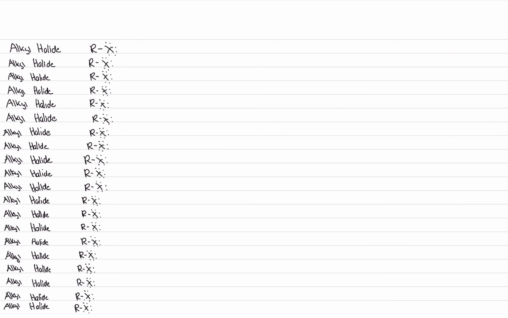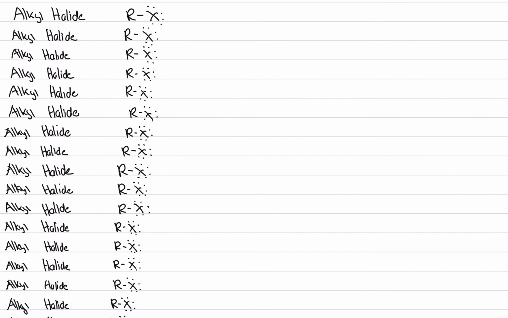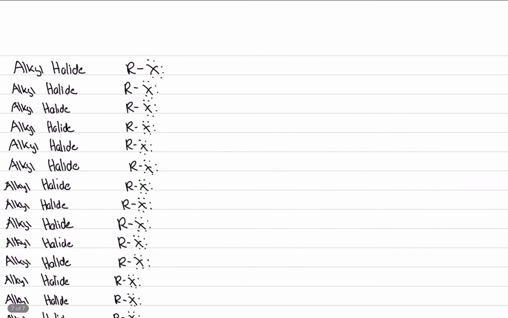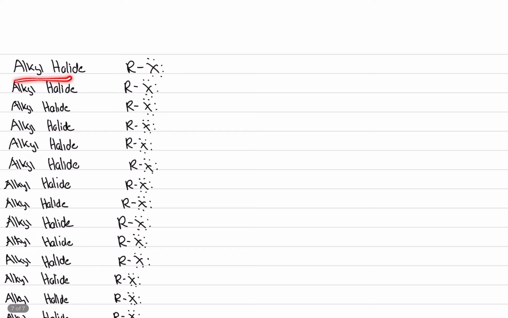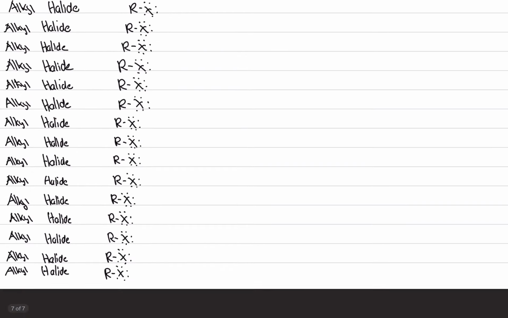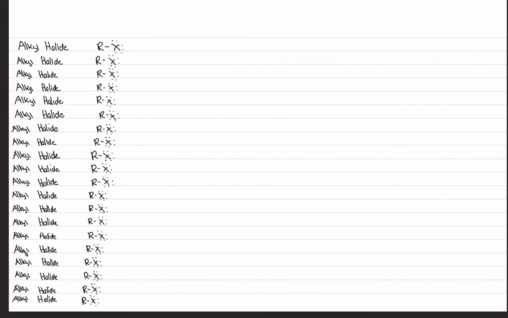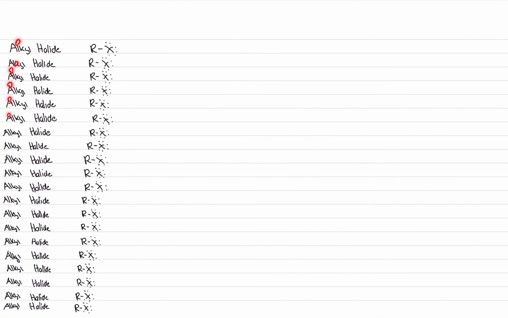Why did I write this? This is how you should memorize functional groups, in my opinion. You should handwrite all of them, the name and what they are, over and over and over again. I wrote it how many times? 1, 2, 3, up to 20 times. You should do this with every single functional group.